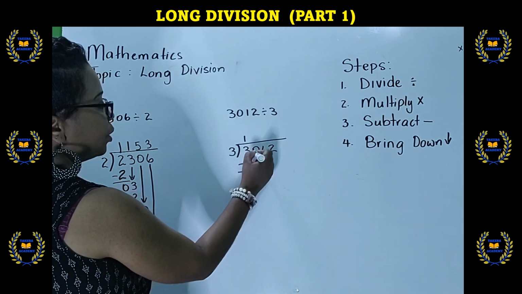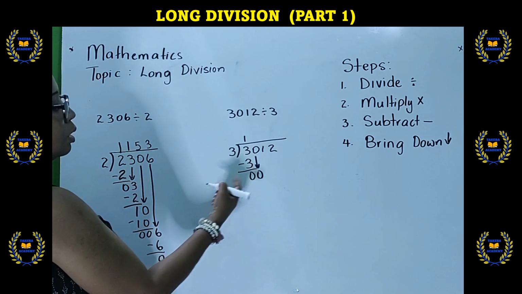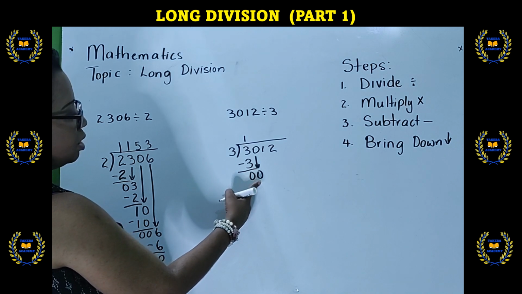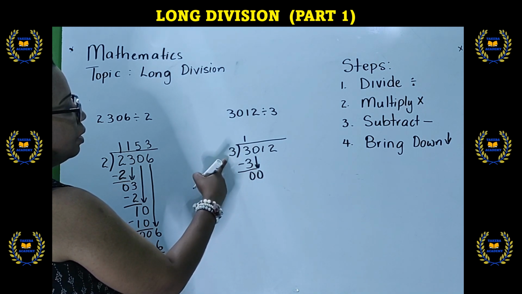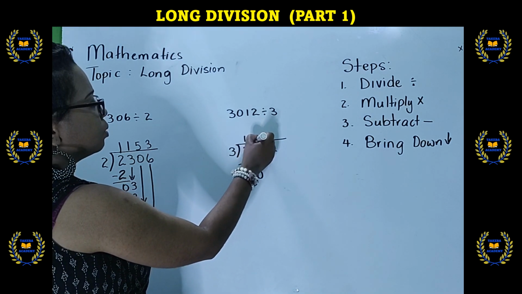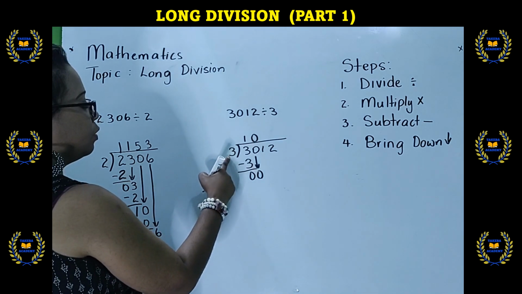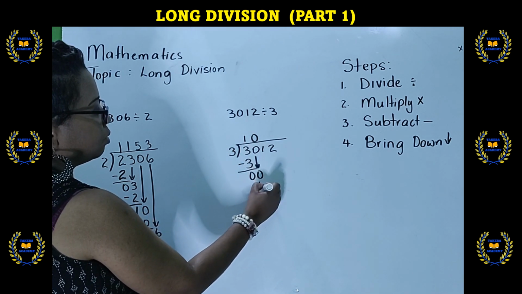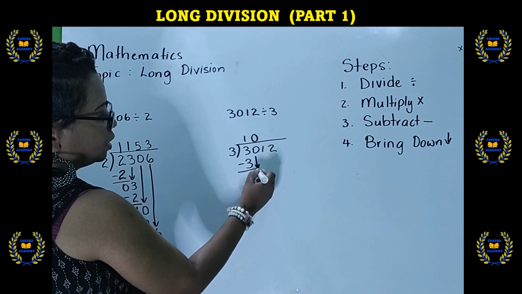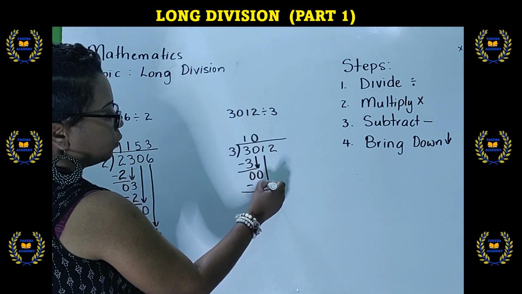Step 4, bring down. So we bring down the next number again. Just a reminder, look to see where the number is placed. Okay, so now we have 0. 0 divided by 3. How many groups of 3 can you get out of 0? The answer is 0. Then we multiply, that's the next step. 3 times 0 is 0. Step 3 says to subtract. 0 take away 0 is 0. And then we bring down, which is our fourth step.